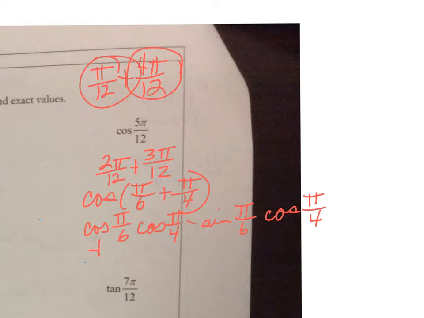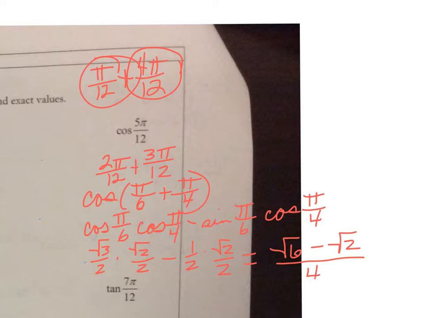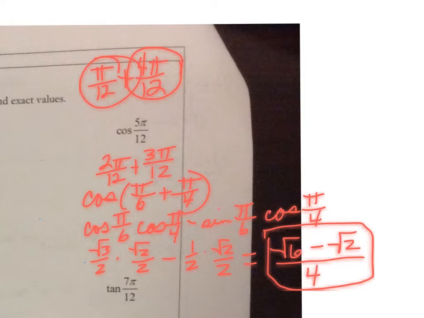Cosine at pi over 6 is root 3 over 2. Cosine at pi over 4 is root 2 over 2. Minus sine at pi over 6 is a half. Cosine at pi over 4 is root 2 over 2. So this time it looks like I'm going to end up with the square root of 6 minus the square root of 2 all over 4 for the cosine of 5 pi over 12 radians.